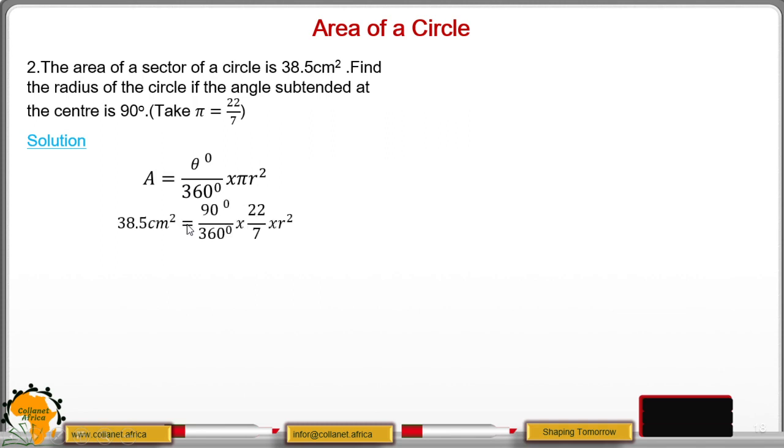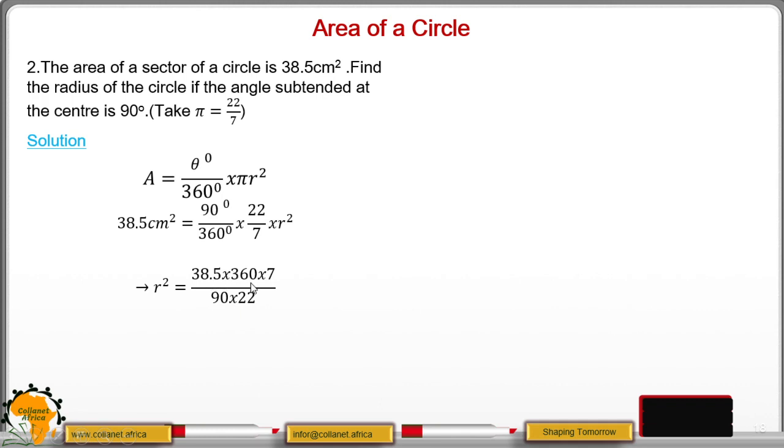By writing the formula, the second step is to substitute the values in our formula. We have the area that is 38.5. We have the angle that is 90. So we want to get the radius, that is our unknown. So we can now make r squared the subject of the formula, and we do that by multiplying through by the denominator and then dividing by the numerator. So we multiply by 360 times 7, and then we divide by 90 multiplied by 22.